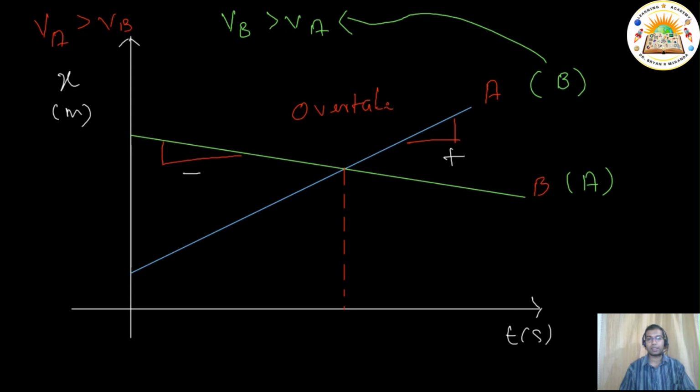So in this case, what is happening? A is greater than B, right? So A overtakes B. Whereas in the converse case, that is there, I will draw the graph for that also.